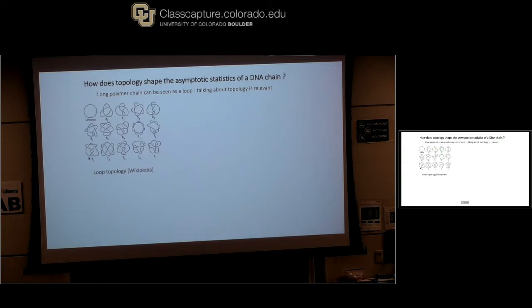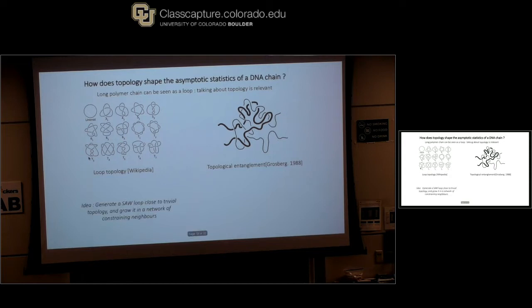A loop has a topology in itself. It can be knotted or have multiple knots. And loops can also be entangled, so it has a topology with respect to its neighbors. This is the idea of a topological constraint: either it's constrained by its own topology or by its neighbors. So our idea was to generate a self-avoiding loop and grow it in a network of constraining neighbors.